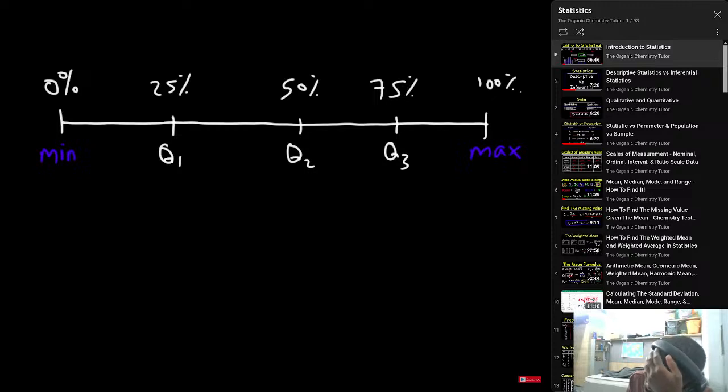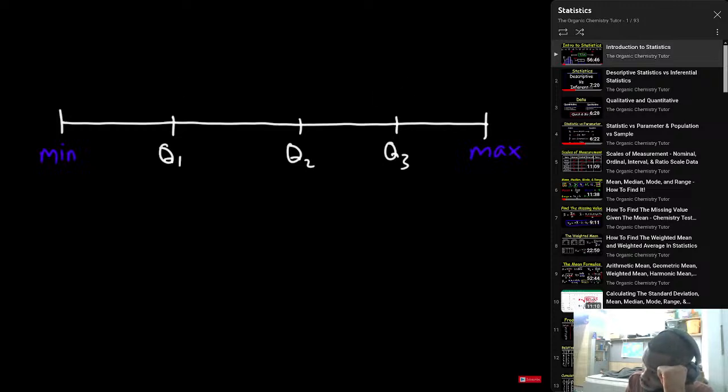So you could see how the quartiles are related to each other respectively. Now, how do we go about finding Q1, Q2, and Q3? How do we do that? Q2 is basically the median of the entire data set.